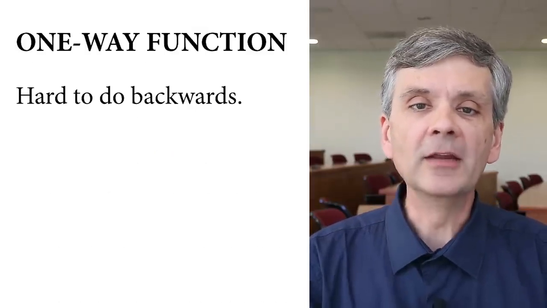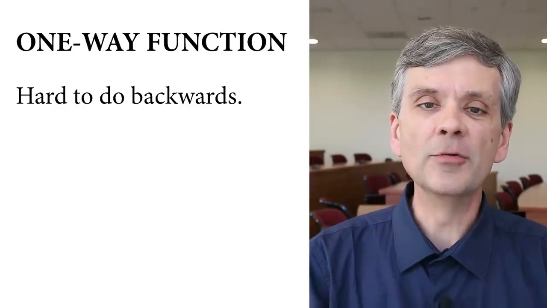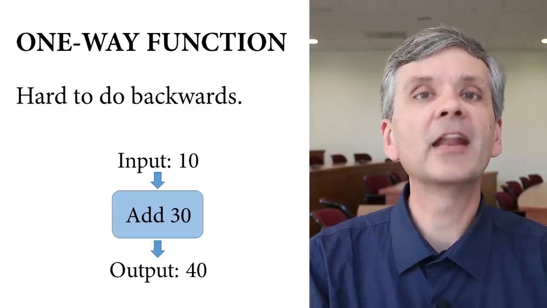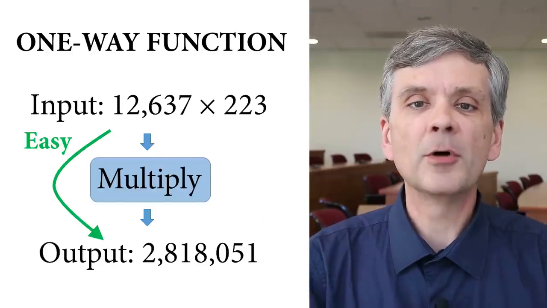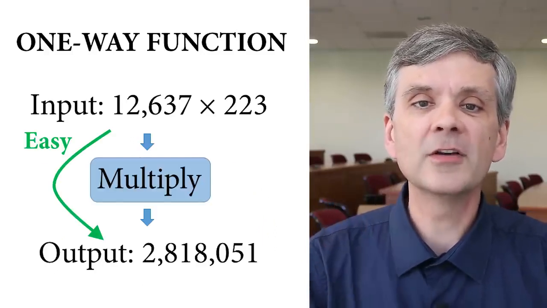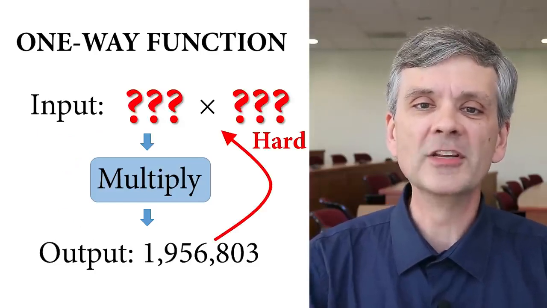SHA-256 stands for Secure Hash Algorithm, and it outputs 256 bits. What does one way mean? Well, that's just a function that's hard to do backwards. Some functions are easy to do backwards, like, for example, the function of adding 30. You just subtract 30 to do the reverse. But the function of multiplying two large prime numbers together is really hard to do backwards. Take a look at my follow-up video for more details.